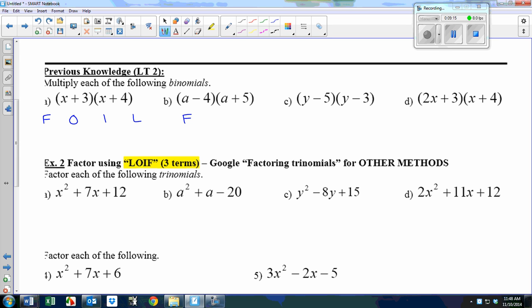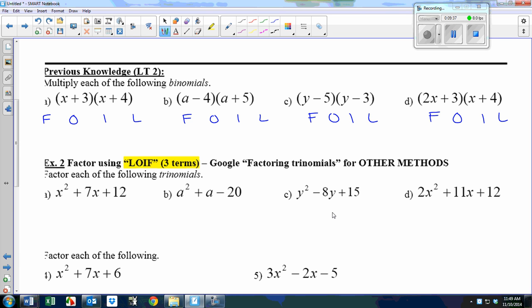F-O-I-L. Now, it's just distribute. That's all this is. Distribute, distribute, distribute, distribute. But in Algebra 1, you were probably taught with the acronym FOIL, just to remember to multiply all 4 things. So I'm going to start over here, and we're going to go down and come back up and snake our way through.